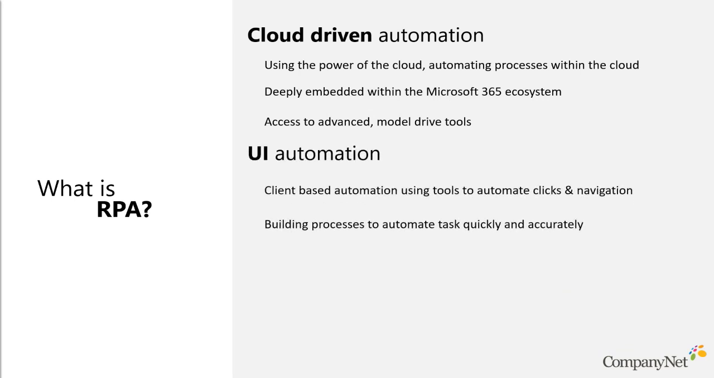Then there's a second element of that. So there's the UI automation. That's client-based automation using tools to automate clicks and navigation. Here we're talking primarily about your Windows 10 device, or your Mac OS device, your physical hardware or virtual hardware that you're utilizing to drive your processes.